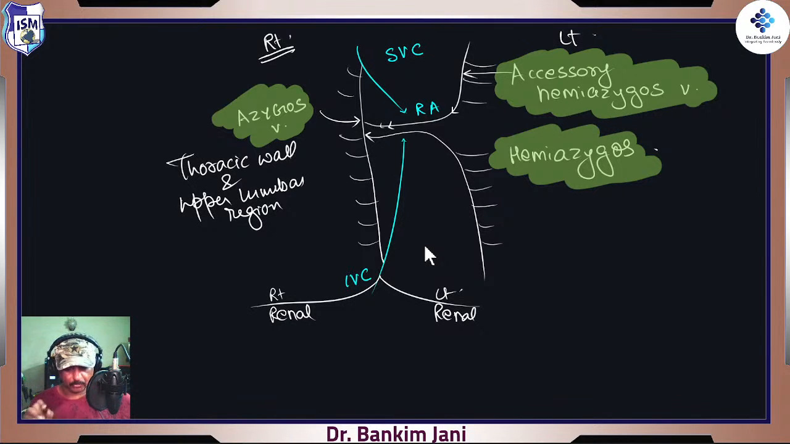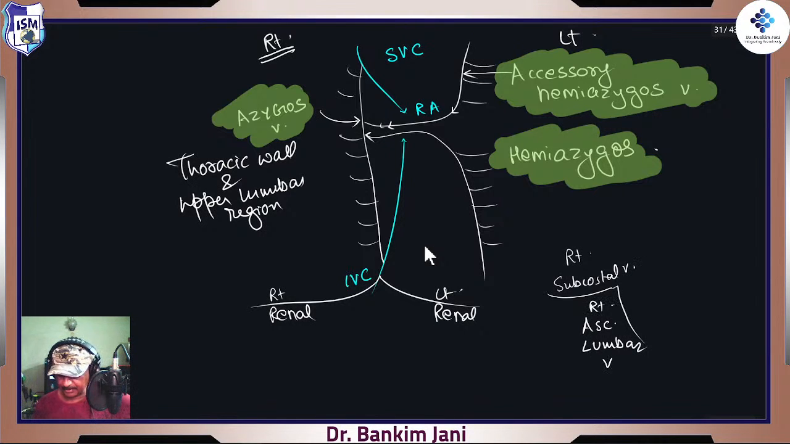Now what variations are there? The standard pattern is that this is the subcostal, and then there is another one, the ascending lumbar. Obviously, because this is happening on the right side, it would be the right subcostal vein and right ascending lumbar vein, and they form this azygos. So this is number one, the first variation, which is normal. Sometimes it can emerge directly as a continuation of the subcostal only. That is the second. And the third variation could be when it emerges only from the IVC. These are the three normal variations.